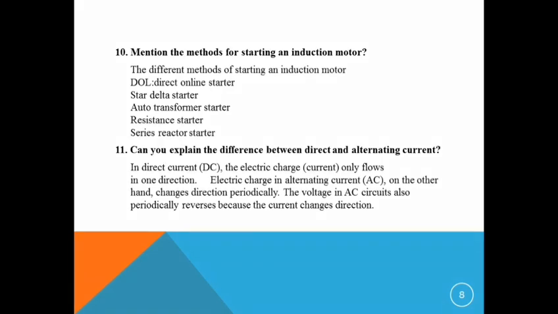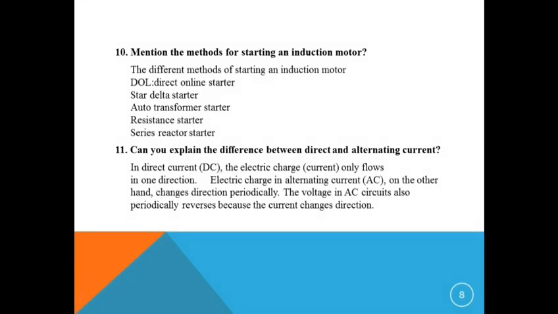Electric charge in an alternating current, AC, on the other hand, changes direction periodically. The voltage in an AC circuit also periodically reverses because the current changes its direction.